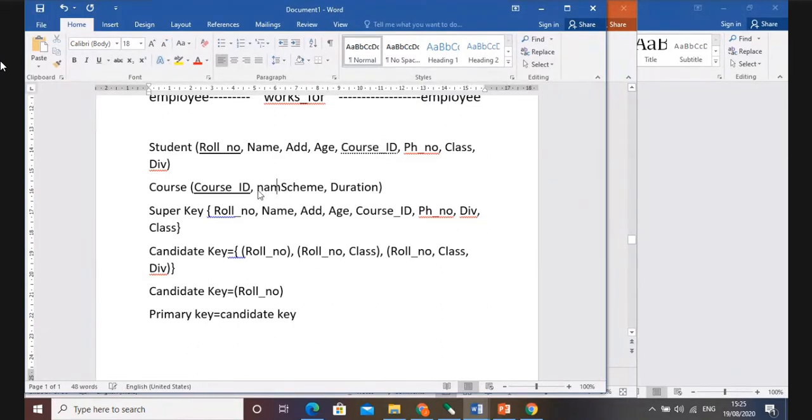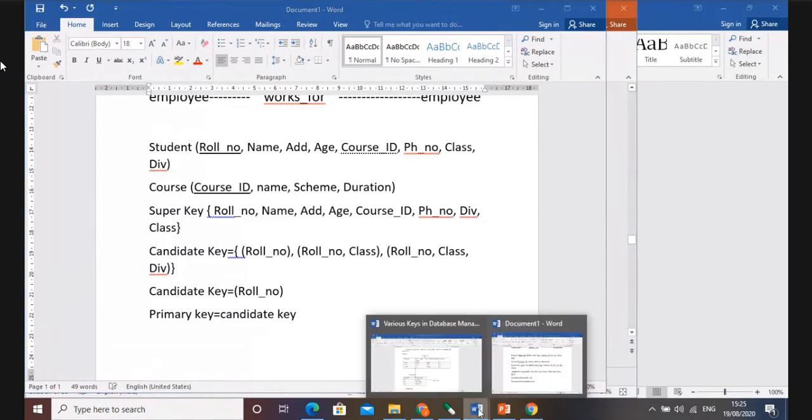Suppose I have a name attribute. With the help of this, I will get the name of the course for which my students are enrolled, or the scheme or duration, everything, right? So this is the foreign key.